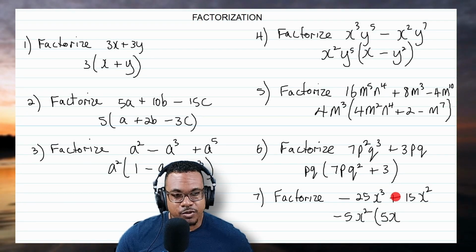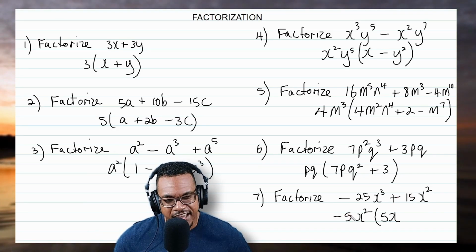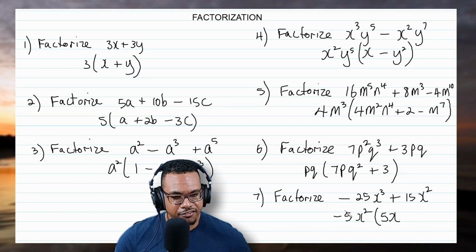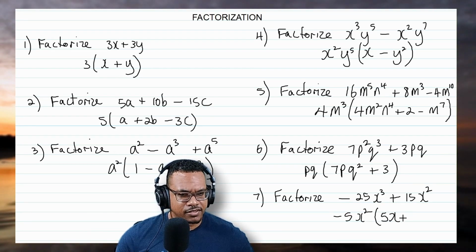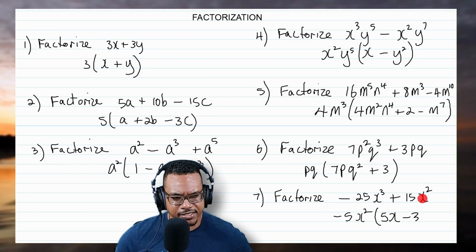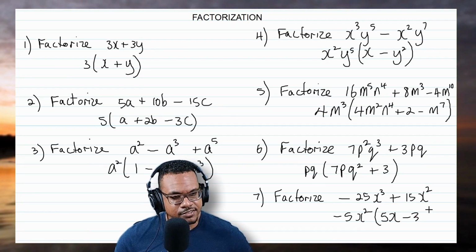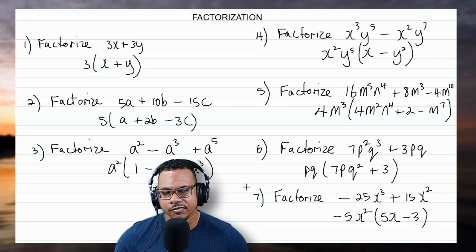Then the sign from the 15 is positive, so positive 15 divided by negative 5, I am going to get negative 3. So negative 3. And of course, the x squared divided by x squared is 1. If you place the 1 here, you're going to have 1 times 3, which is just 3, so you don't need to write it. So I close my brackets, and that's the answer.